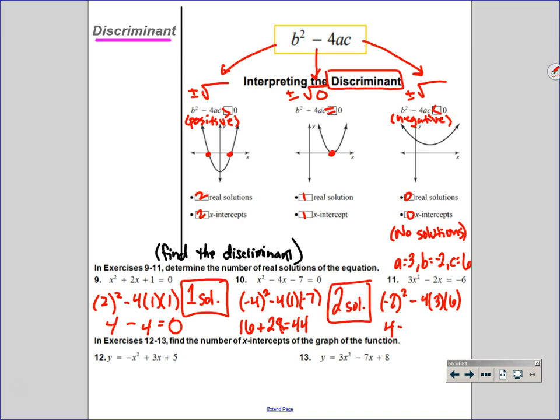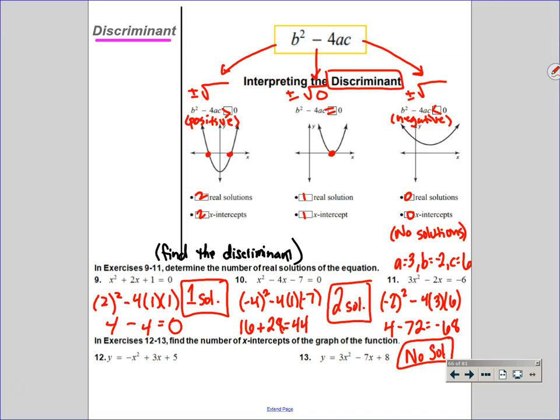Uh-oh, wait a minute. 4 times 3 is 12. 12 times 6 is 72. Hold on. Do we even need to find the number to know if it's going to be positive or negative? It's negative. So then what's going on when I have a negative discriminant? Yeah. 0 solutions or no solutions. Either one. We're good. 0 solutions or no solutions.